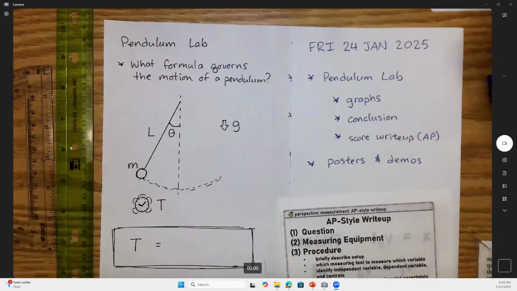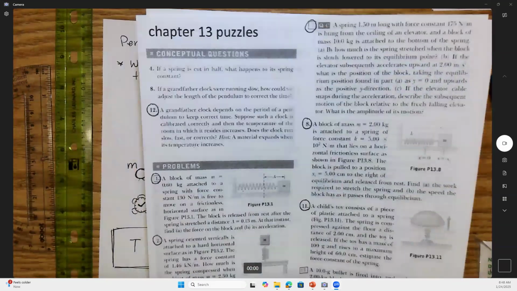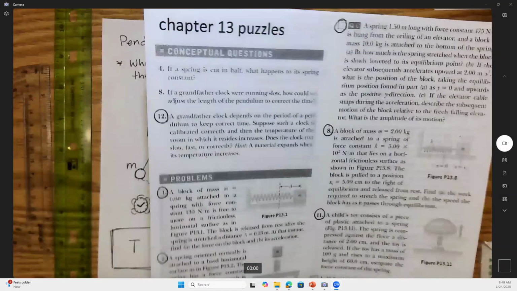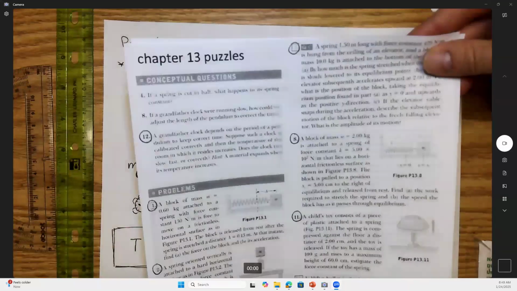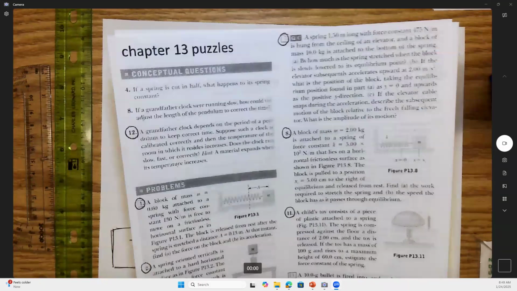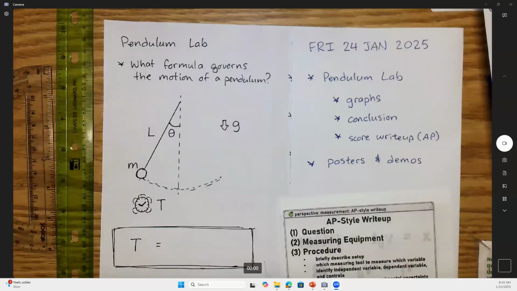And then you AP guys also have these chapter 13 puzzles. I would like to get those into your hands so that if you want to read them ahead of time or start working on them, you can, because we're going into the weekend. So circle the recommended ones. I also opened up the next AP Classroom. This is all related to harmonic motion.